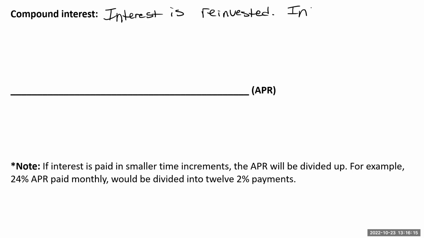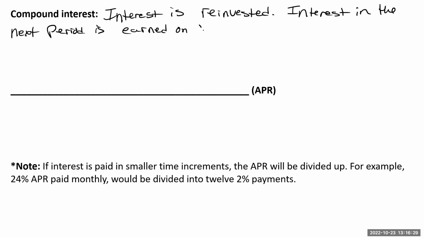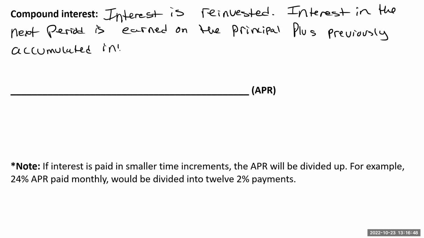So what does that mean? That means that interest in the next period is earned on the principal. Remember, principal was the initial amount from simple interest, plus previously accumulated interest. We're going to take a look at what that means shortly. But again, the big idea is interest is reinvested.